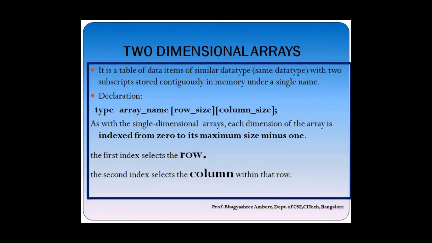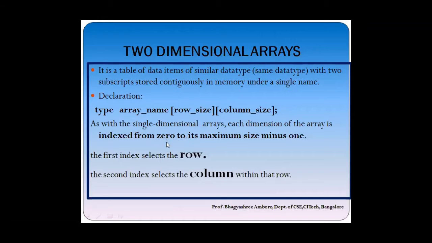Now we'll see the syntax to declare two-dimensional arrays. It needs a data type, which can be any basic data type, the name of the array, the row size, how many rows are there, and the column size, how many columns are there. Here, the row size and the column size must be positive integers. The row index always starts with 0. The column index always starts with 0.